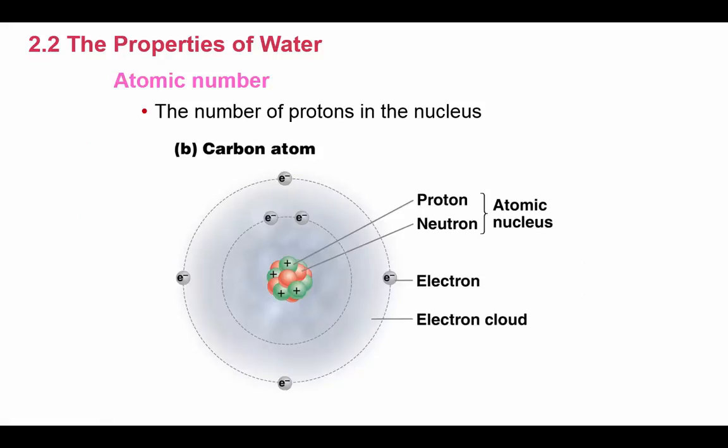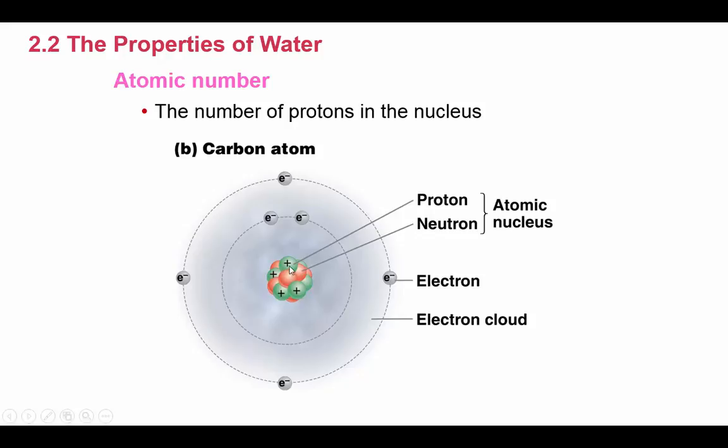Now, as far as the atomic number is concerned, I'm sure at some point you've had to learn the periodic table, learned some of the elements on the periodic table, and so you know that every atom has an atomic number. The atomic number is the number of protons that are found in the nucleus. And again, protons have a positive charge, so the atomic number describes the number of positively charged particles that an atom has.